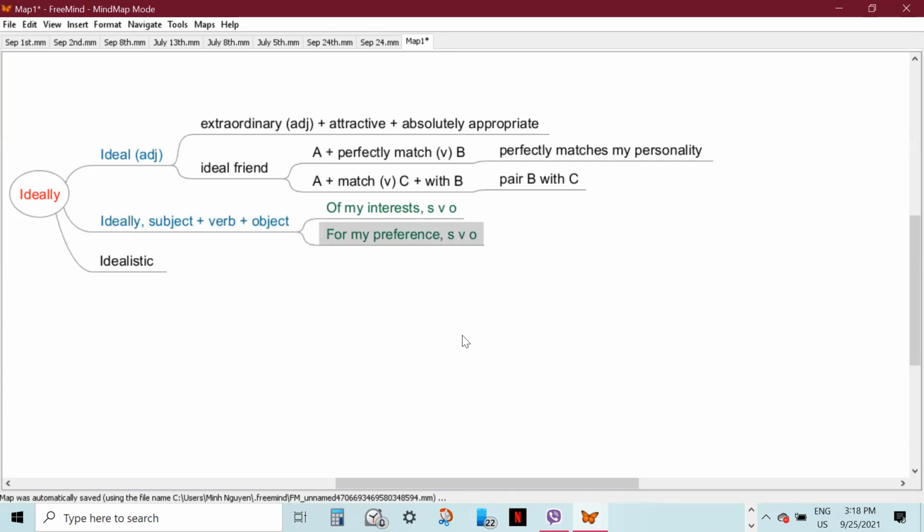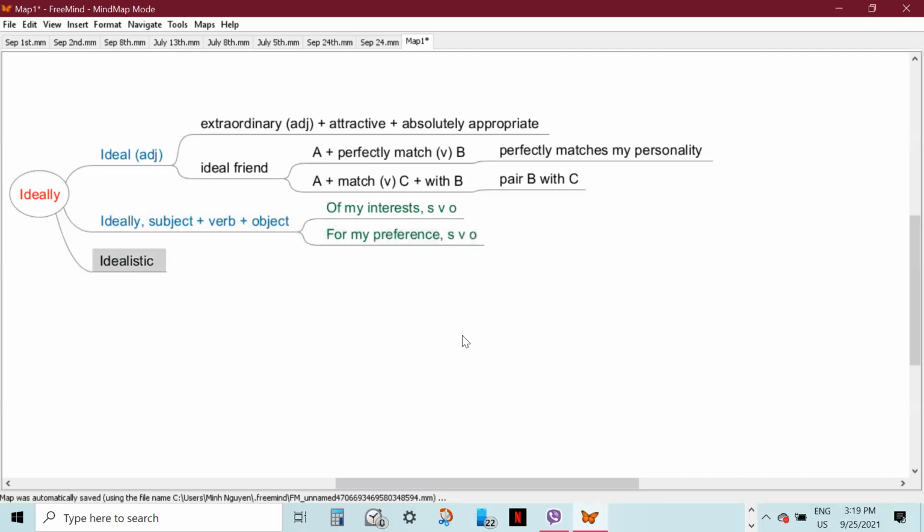So if you begin your sentence with "ideally," with "of my interests," or with "for my preference," people, the listeners, will feel very attracted to the topic which you are going to deliver to him or her. So this is the way to get the attention of the listeners.